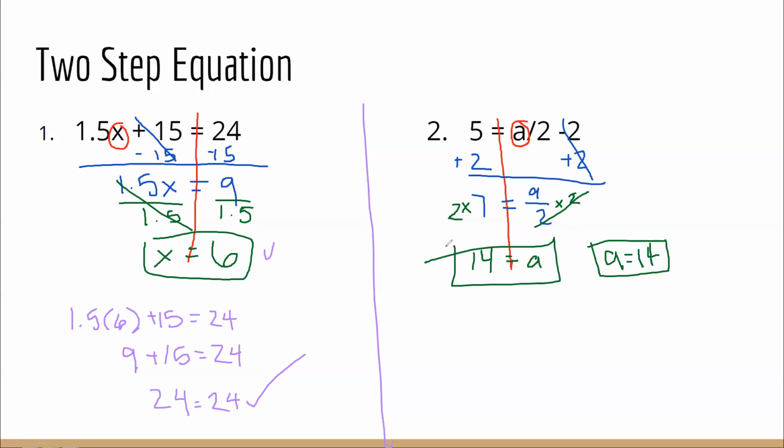Again, we can always double check ourselves. So I'm going to rewrite the equation and I'm going to substitute in 14 instead of writing an a for my variable. So when I'm solving this problem, the first thing that I'm going to be doing is simplifying my division. So 14 divided by 2 gives me a 7, and I still have the minus 2. 7 minus 2 gives me a 5. Since at the end I got 5 equals 5, I know that's a true statement, so my answer is correct.